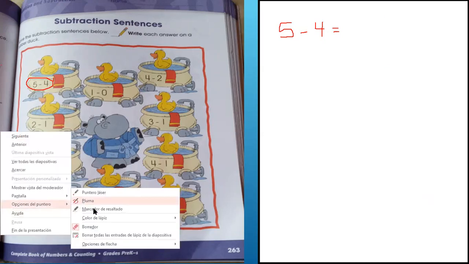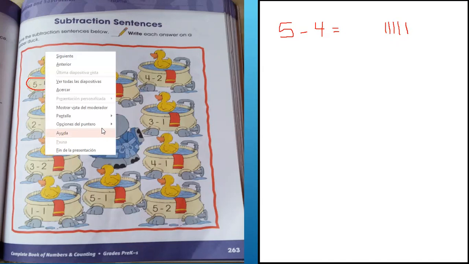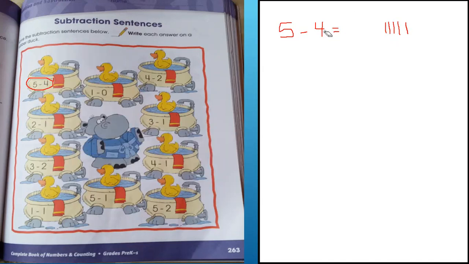So listen. For the number five, we need to do some lines. So you have to do this line with me. Tienen que hacer estas líneas conmigo. One, two, three, four, and five. Five lines. Minus, menos, four lines. Vamos a dibujar cinco líneas. Y luego le vamos a borrar four lines. Le vamos a borrar cuatro.